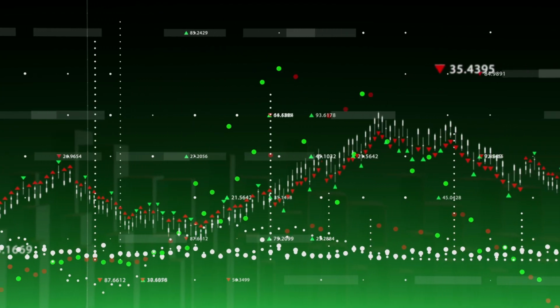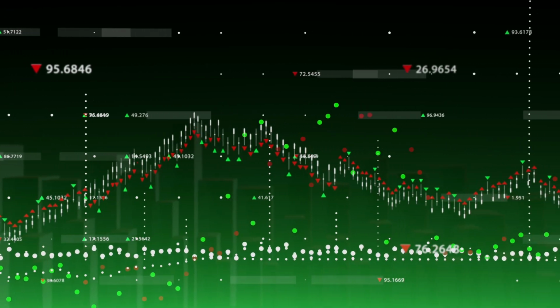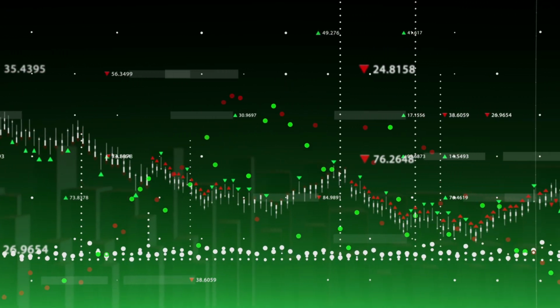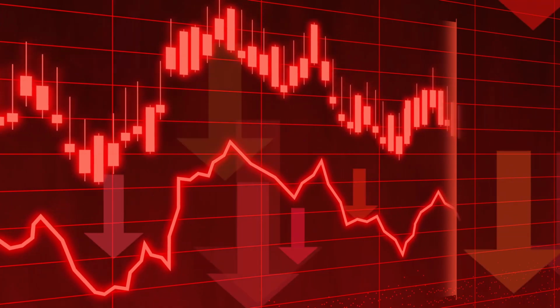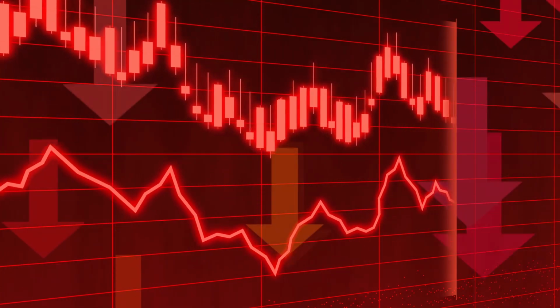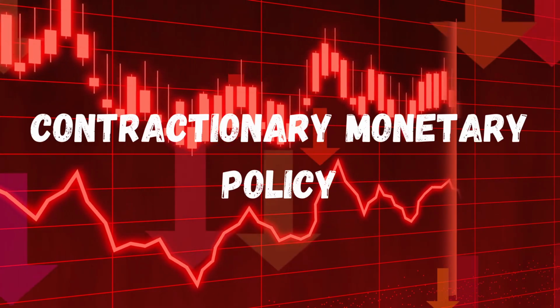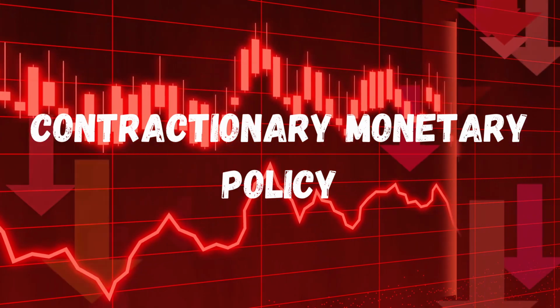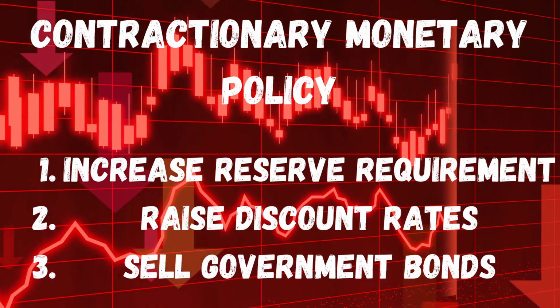Changes in interest rates can affect spending and investment, influencing inflation and employment levels. Higher interest rates make it more difficult for businesses and individuals to borrow money, slowing down the movement of money in the process. This contractionary policy will tighten the flow of money and will likely slow down inflation.